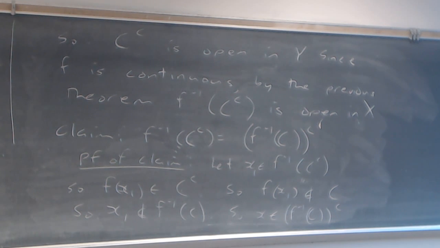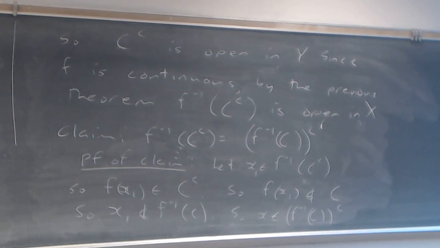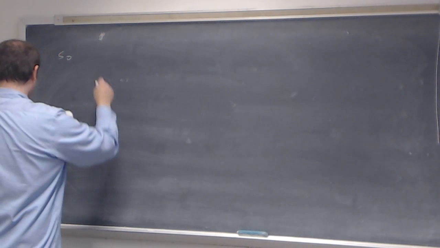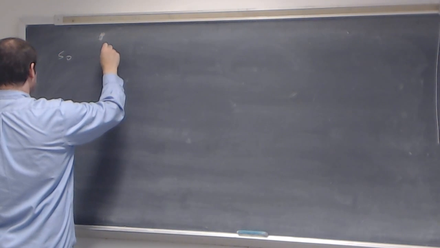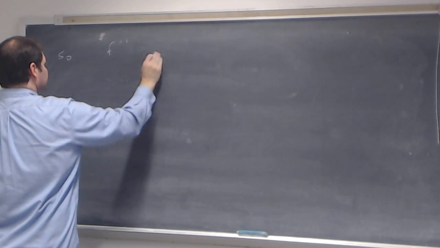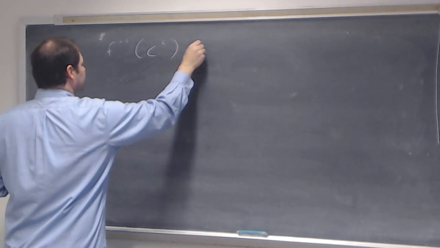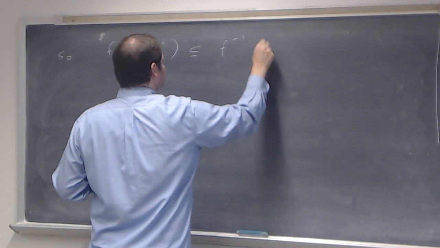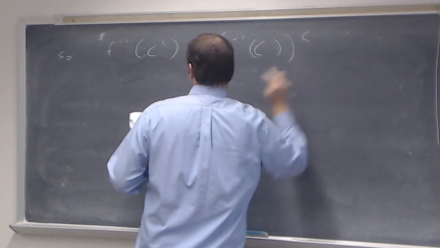And so we've got one container. That says that the inverse image of C complement is contained in the complement of the inverse image of C.